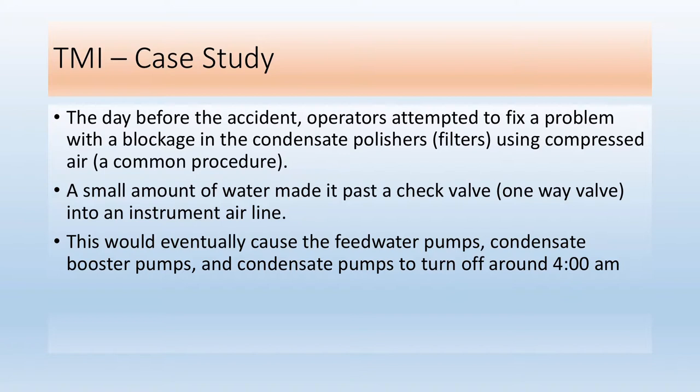This did occur. And what had happened in that process of degunking the condensate polishers was that some water got past one of the check valves. High pressure water can actually squeeze around a check valve. A check valve is essentially a one-way water valve or a one-way air valve. They only allow things to go one direction. But some of the water got past that, and it got into some of the instrumentation lines. So this was an instrumentation air line.